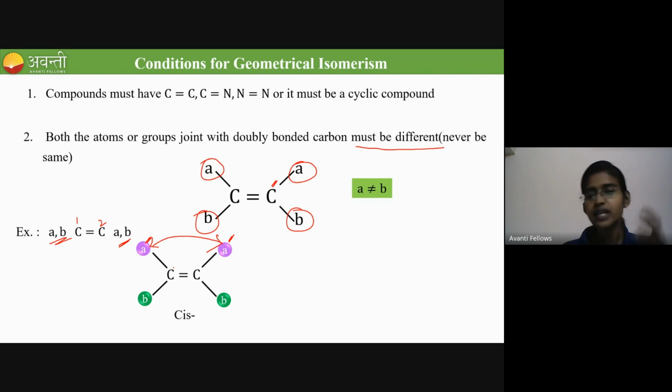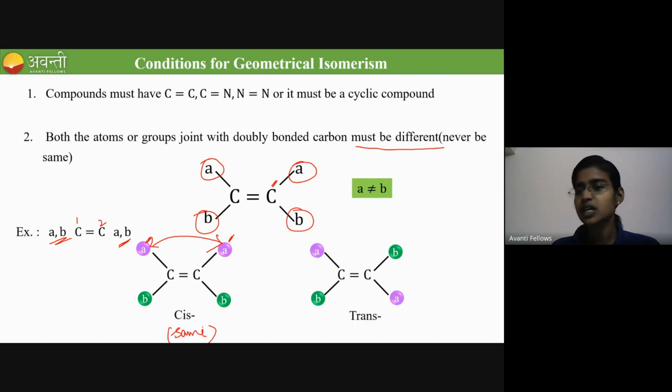So if you can see the similar groups on the same side of the double bond, it is called cis. If you can see the similar groups on the opposite side of the double bond, then it is called trans. So you see the similar groups are on the opposite side, so it is called trans.